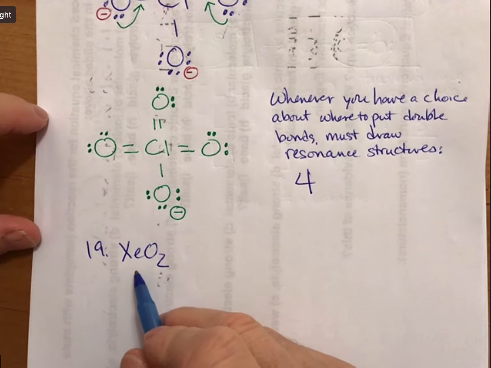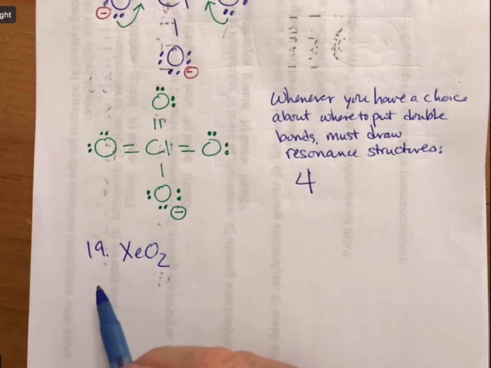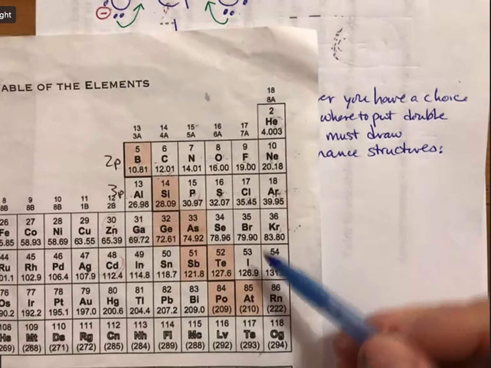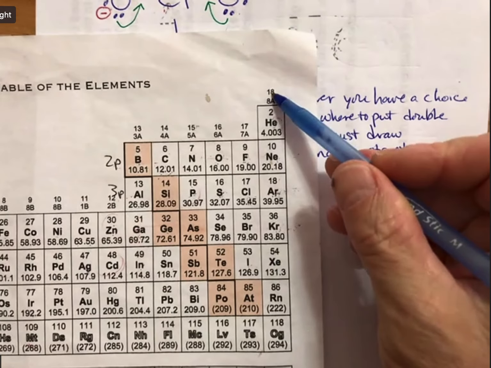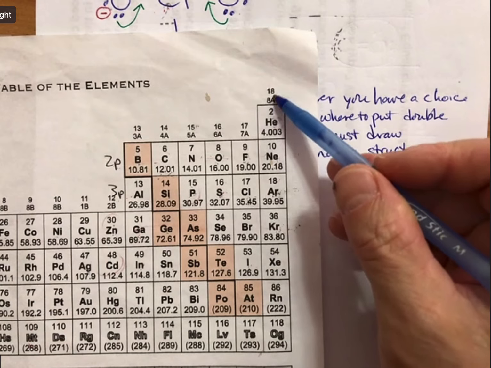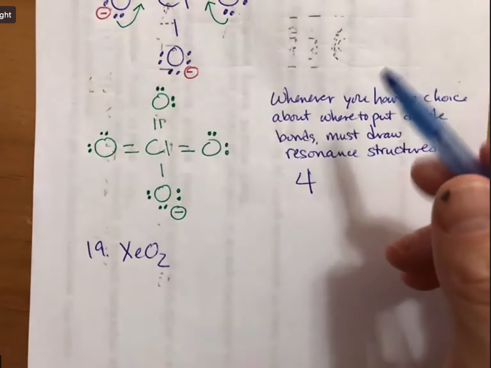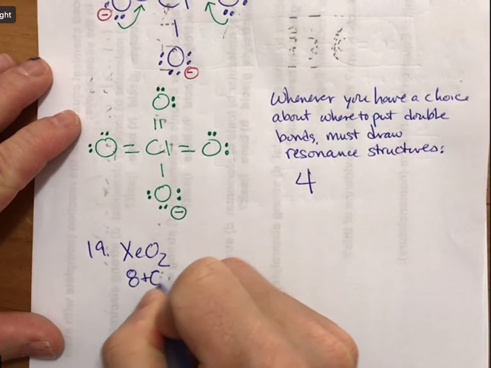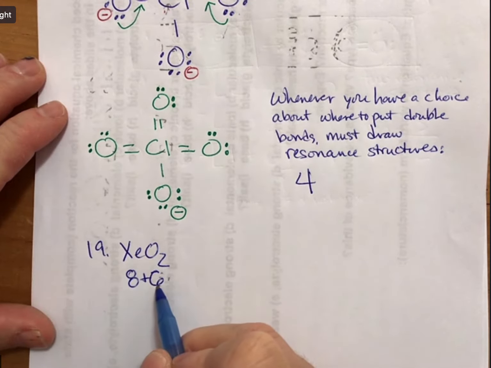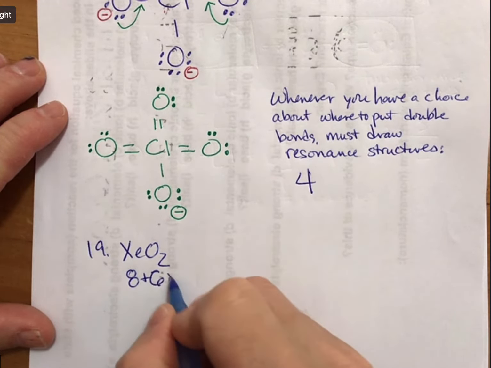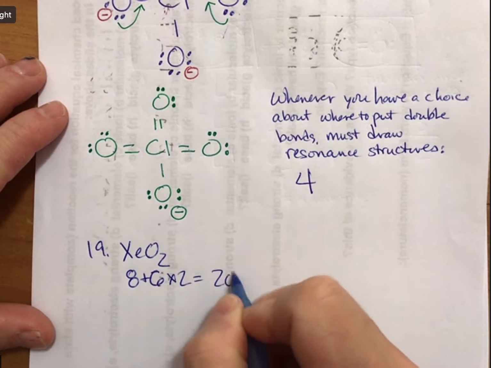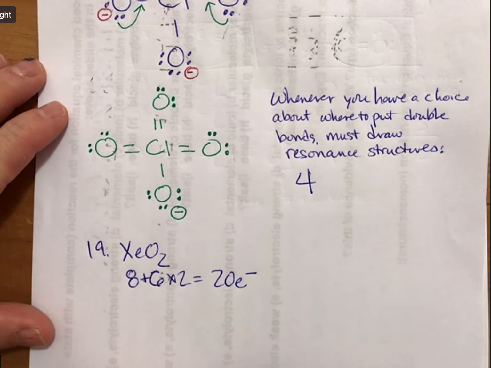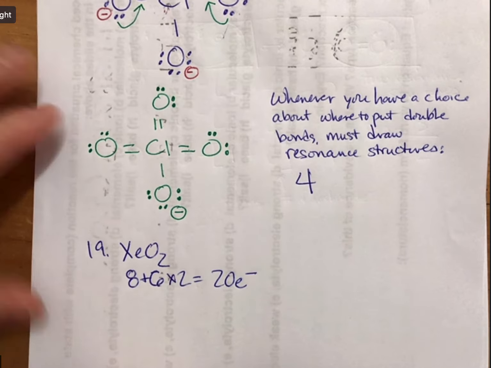For this structure, we know that xenon is in group 18 or 8A. We take that 8, we know that that's the number of valence electrons xenon has. We know that each oxygen has 6. We know there are 2. We end up with a total of 20 electrons.